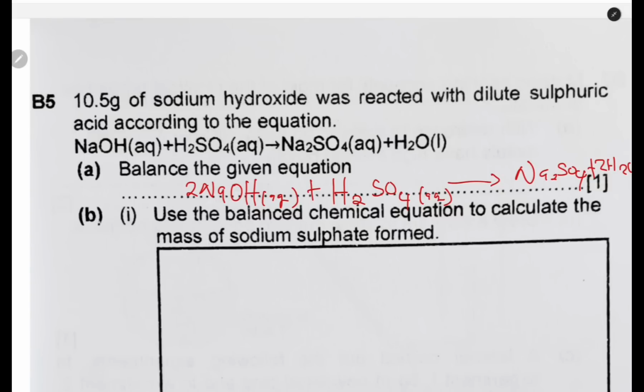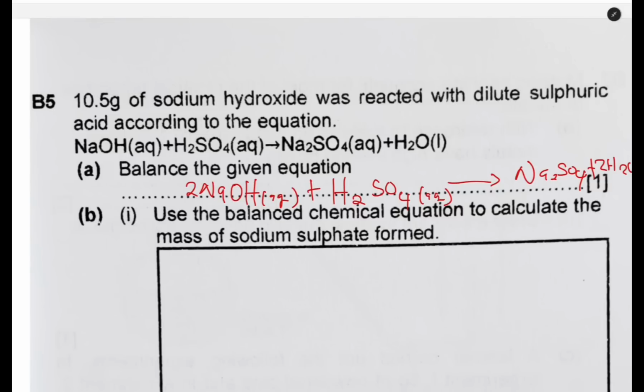Check if it is balanced. This side we have oxygen 6, that is 2 and 4. So 6. 4 and 2, 6. Then hydrogen we have 4. Hydrogen this side we have 2, then plus 2, that is 4. Sulfur we have 1, sulfur we have 1. Sodium we have 2, sodium 2. So this is the balanced equation. I guess there's no one with a problem when it comes to balancing the equations.